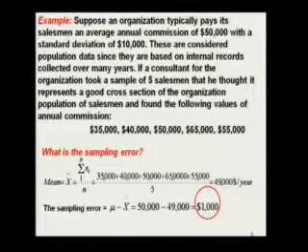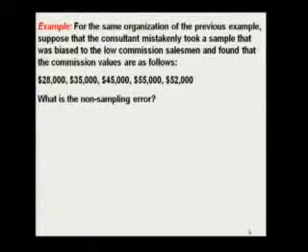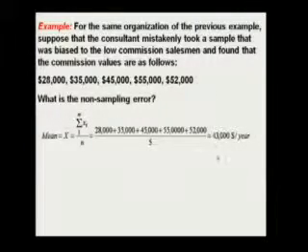Now, to take this example a little bit further, let's say that the consultant took another sample in which he was intentionally or unintentionally biased to the lower value of commission. So here are the values of the new sample that he took. If we calculate the average of this sample, now we're looking at 43,000. Remember, when he took a representative sample, the average was 49, and from that we were able to calculate the sampling error of 1,000.